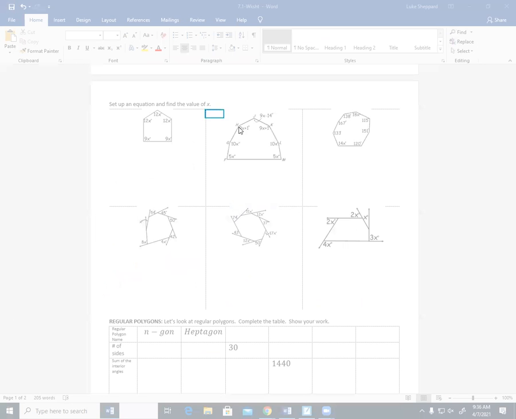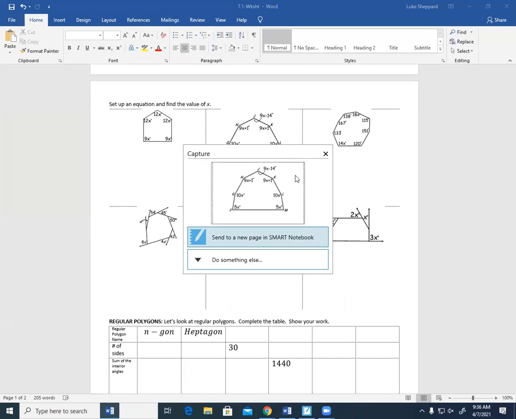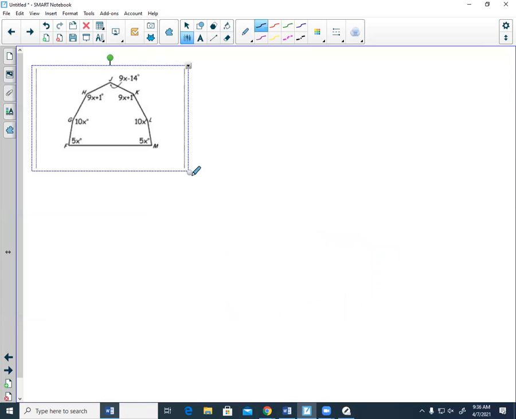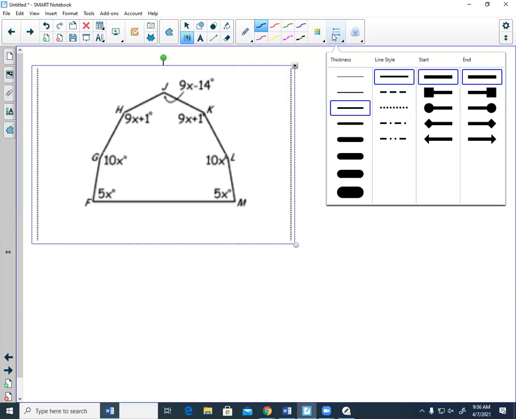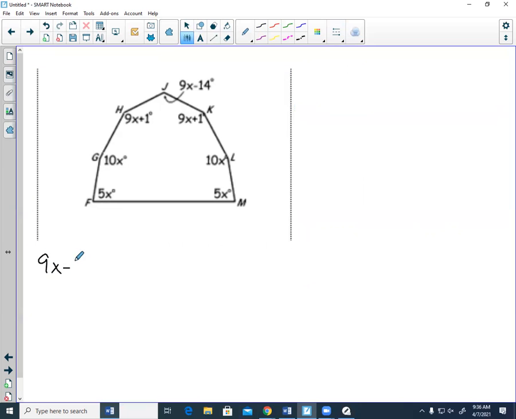I'm gonna help you set this up, but I'm gonna make you do the math on it. Okay? I'm gonna help you set it up, and then the math is something we can talk about tomorrow if we need to, but I don't wanna take away too many math problems for you to challenge your algebra. So first things first, I'm going to set this up by adding all my angles together. So I'm just gonna start out and go from top all the way around. So 9x minus 14 plus 9x plus 1 plus 10x plus 5x plus 5x plus 10x plus 9x plus 1.